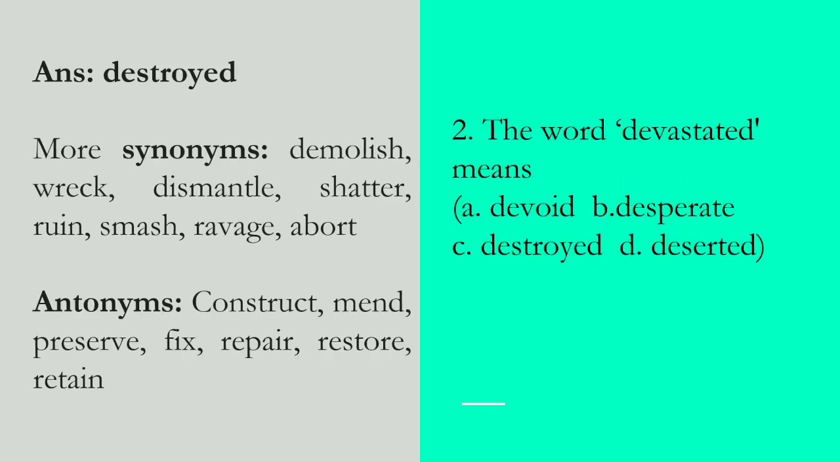Okay, so you have got only one example with the prefix. Now coming to the second question. The word devastated means, in the brackets: devoid, desperate, destroyed and deserted. And the answer is, of course, you know, devastated means destroyed. I have just given more synonyms for devastated: demolish, wreck, dismantle, shatter, ruin, smash, ravage, abort, etc.